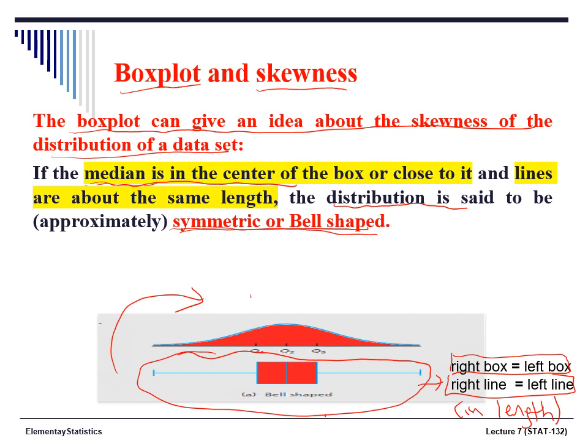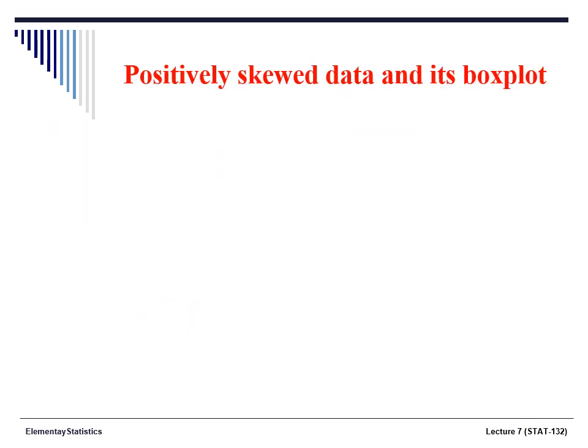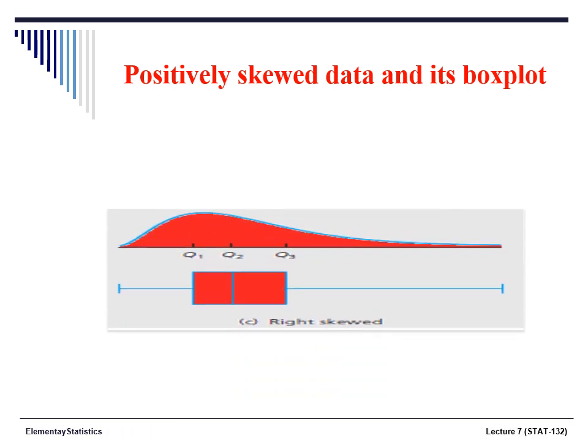Now, let's see a positively skewed data and its box plot. This is not this type only. There are different box plots, but the typical behavior is: if you have a box plot in this line, this part is bigger here, and we will have a bigger part here. If this is the box, we can have a positively skewed data here, where Q1 is here, Q2 is here, and Q3 is here.